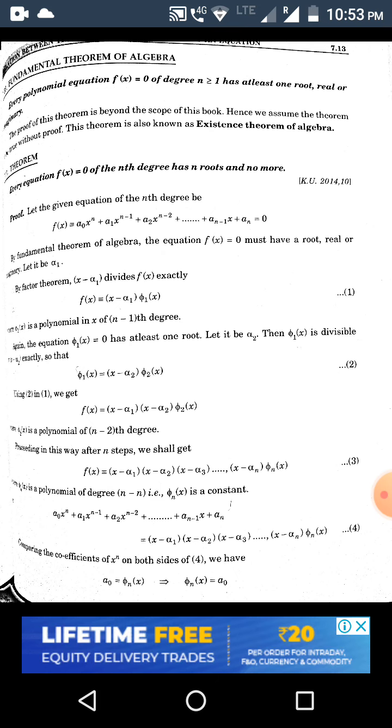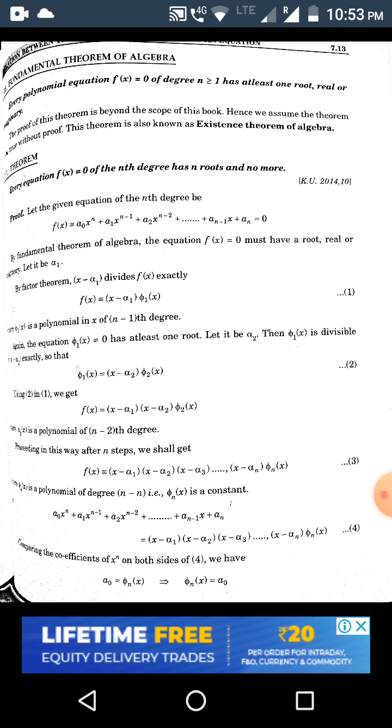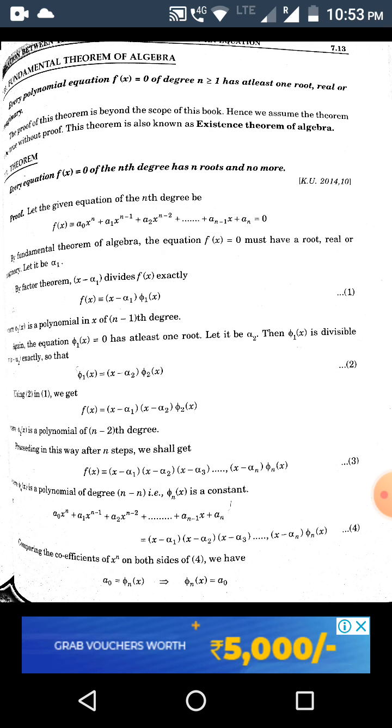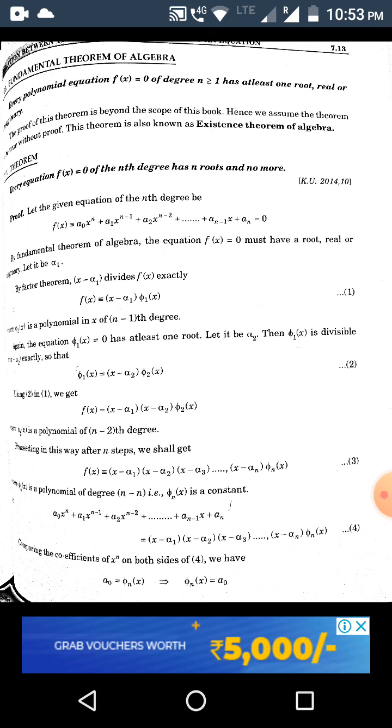As alpha 1 is a root, x minus alpha 1 is a factor of f(x). It means f(x) is properly divided by x minus alpha 1, so f(x) is a multiple of x minus alpha 1. Let us consider it as equation number 1: f(x) is x minus alpha 1 into phi 1(x), where phi 1 is a polynomial in x of degree n minus 1. Why is it n minus 1?